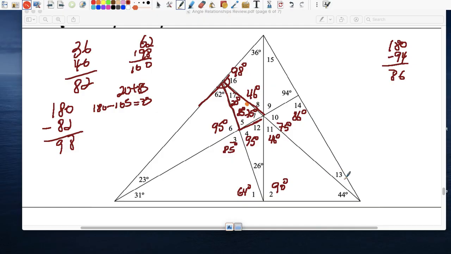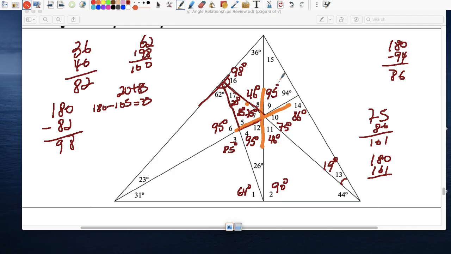Let's do angle 13 right here. Hopefully you can see this triangle over here. We have 75 plus 86, which is 161. So what's angle 13? Well, it's 180 minus 161, which makes this fellow 19 degrees. Are we done? No, we need angle 9. Can we find angle 9? Yes. Angle 9 is vertical angle with angle 12. Let me highlight that for you. Look at the crisscross right here. So if angle 12 is 95, guess what angle 9 is? It's also 95.